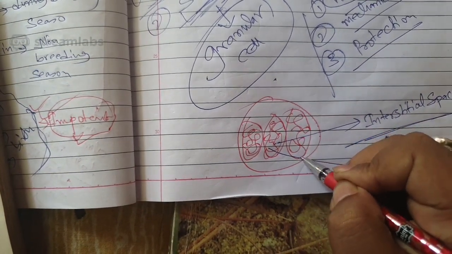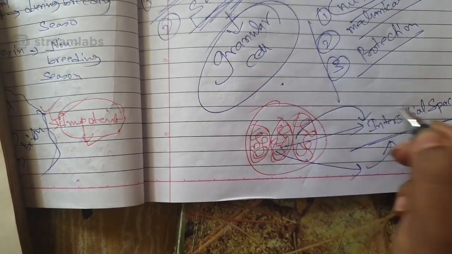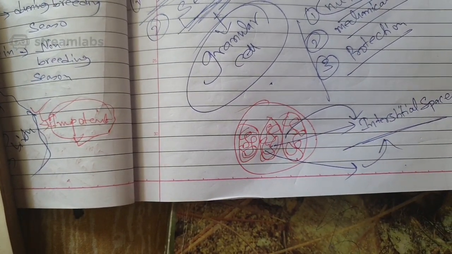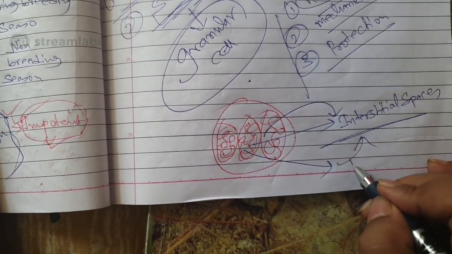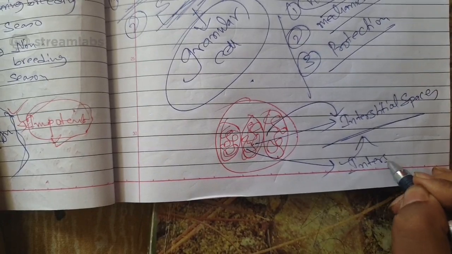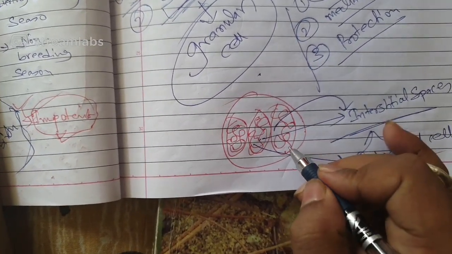Okay, so these spaces are known as the interstitial spaces. I hope that you understand. Now, there are types of cells in these spaces known as interstitial cells. Now, what is the function of these interstitial cells?